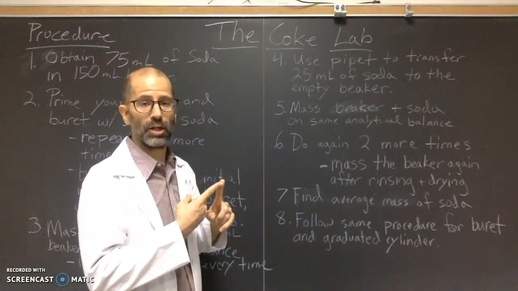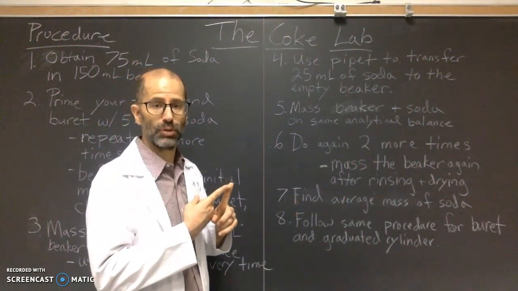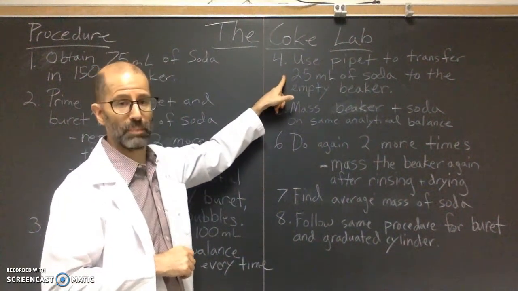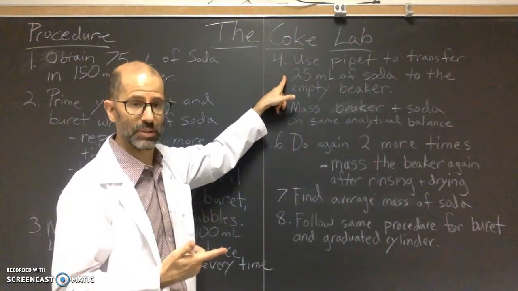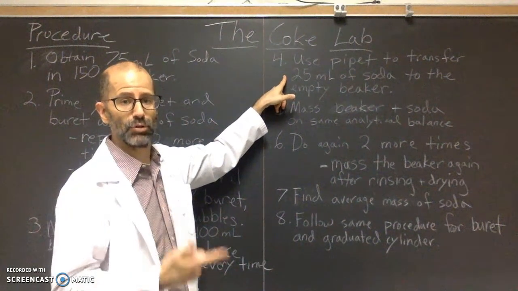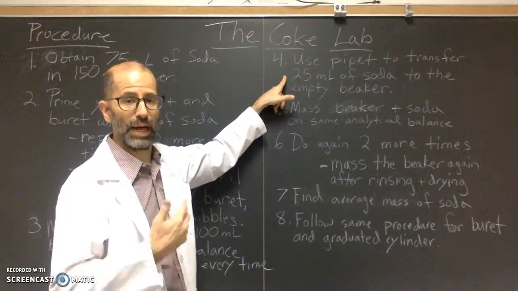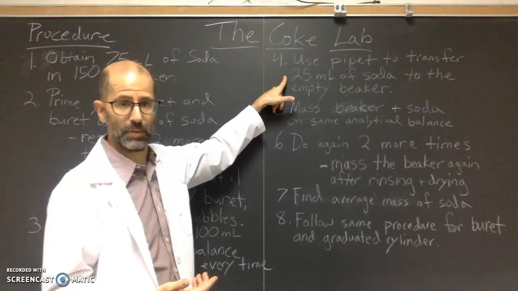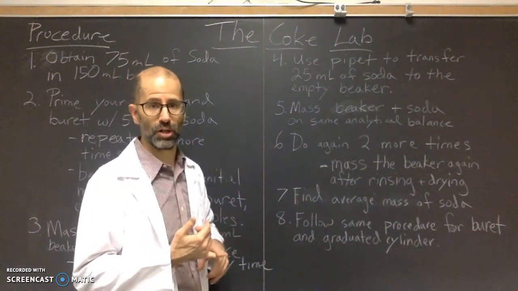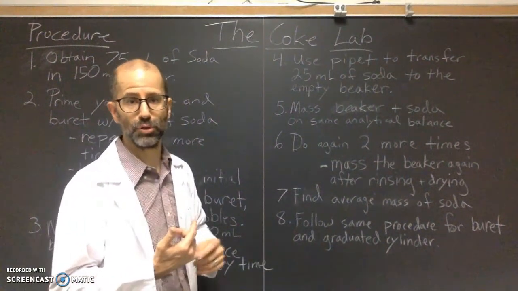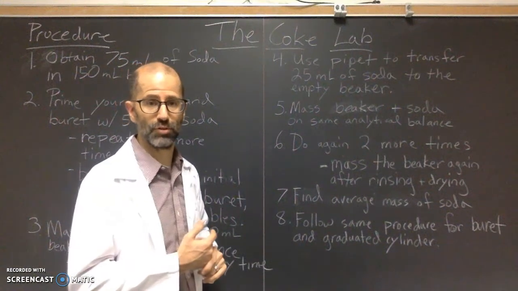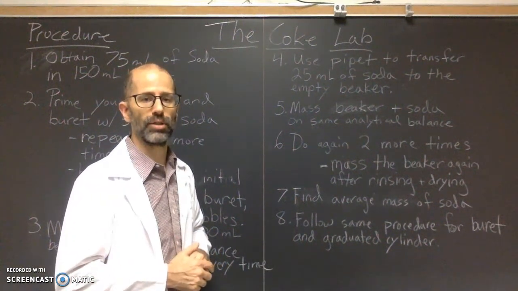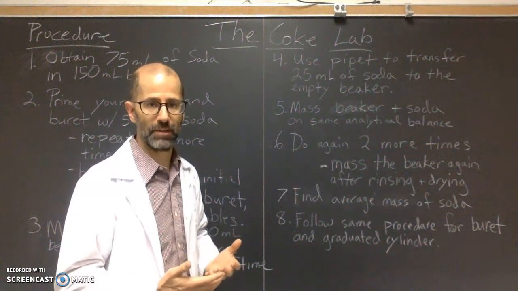Okay, but you're going to do this 3 times total, right? So once you've done it once with the pipette, you're going to do it 2 more times. But each time you do this, you're going to have to empty out the contents of your beaker, right? So the 50 milliliter or the 100 milliliter beaker that you transfer the 25 milliliters of soda to, you're going to dump that out, and then you're going to rinse out the beaker and dry it.